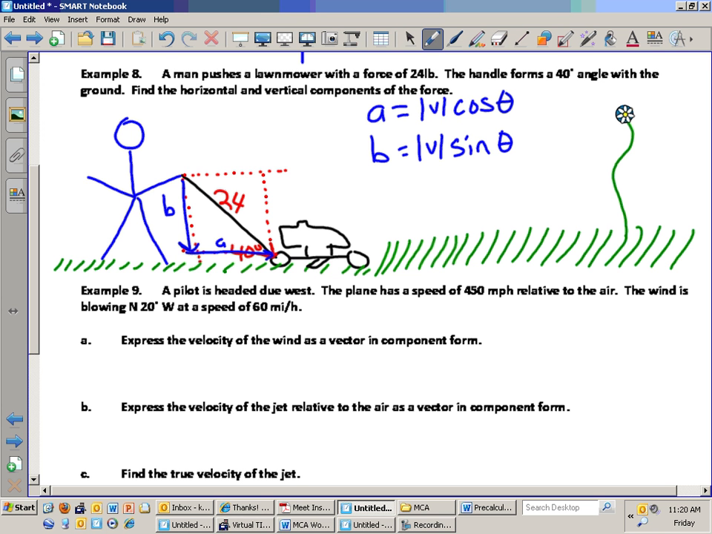So this is something we already know how to do, but vectors help us explain it in this way, and these are the formulas that they give us. You could use just simple SOHCAHTOA and figure it out. So at the end of the day, this is what we use. A is equal to 24 times the cosine of 40 degrees, and B is equal to 24 times the sine of 40 degrees.